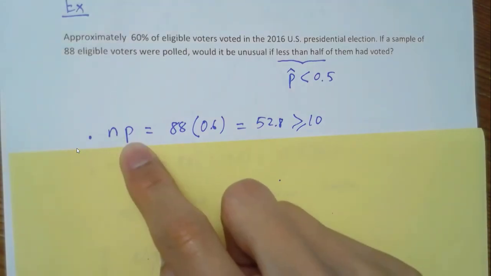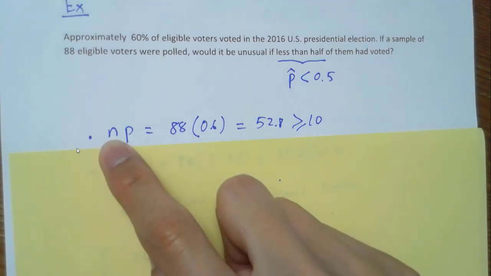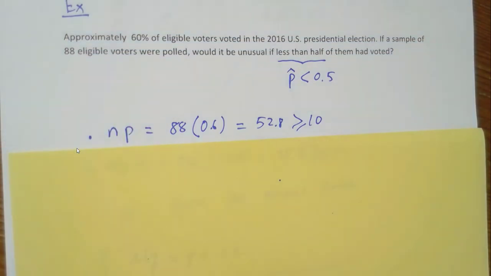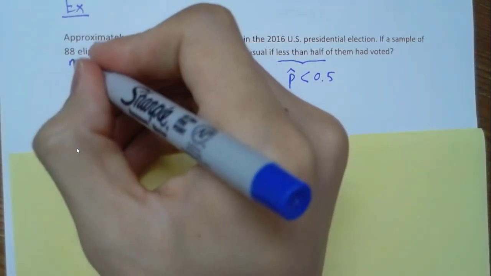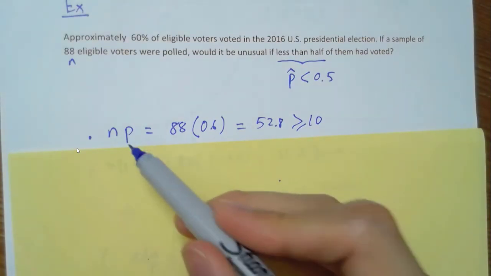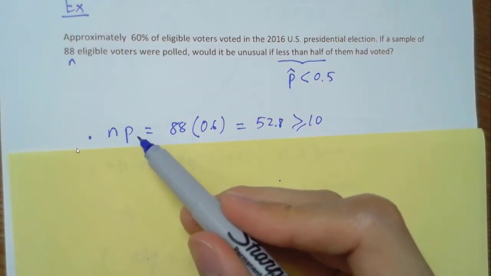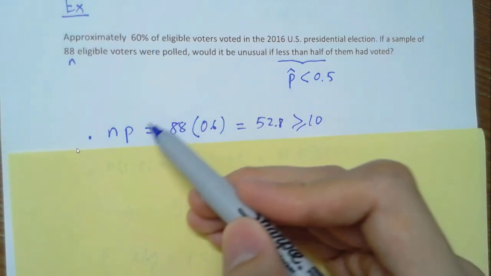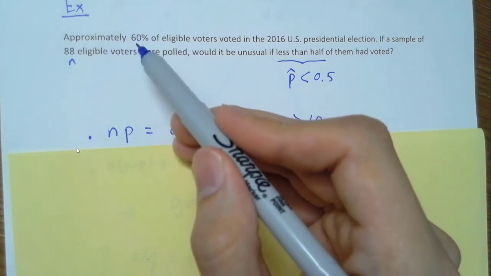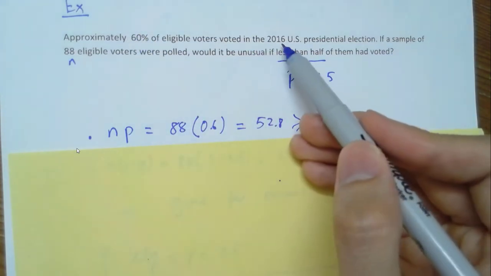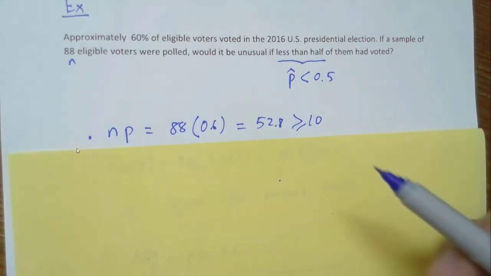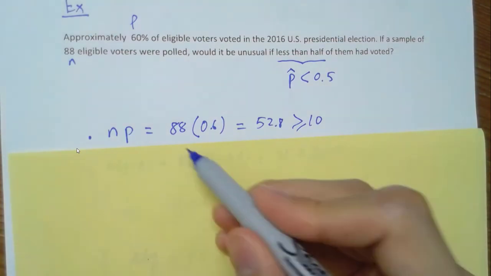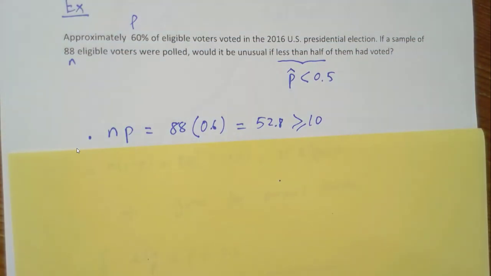For a sample proportion, we have two requirements: np, and n(1 minus p). N is the sample size, the sample size of 88 voters. So 88 is n. P is the proportion. This says that approximately 60% of eligible voters voted, so that is the proportion of the whole population during the 2016 US presidential election. So this is your p, and 60% is 0.6. Multiply that and you get 52.8, which is bigger than 10.